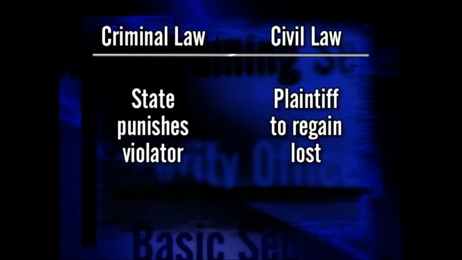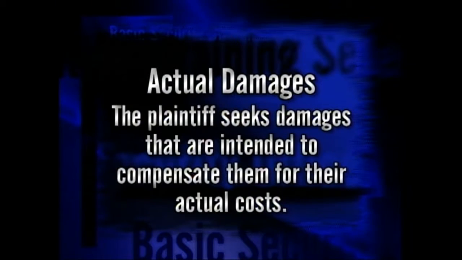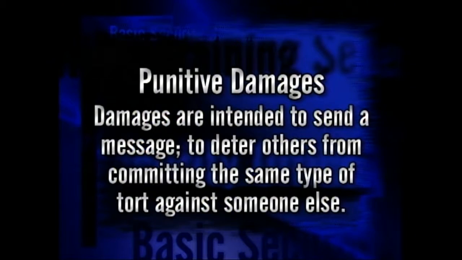In a civil case, the person who has been injured is called the plaintiff. In this matter, the plaintiff is trying to regain what he lost. This is also called to be made whole again. Since we cannot turn back the clock, the best way in a free society to put something back the way it was is with money. The plaintiff is seeking damages that are intended to compensate them for their actual cost. This is called actual damages. Other damages are intended to send a message to other people, to deter them from committing the same type of tort offense against someone else. This is called punitive damages.